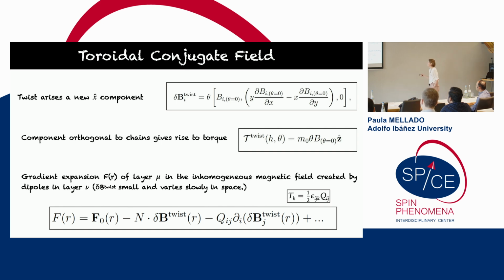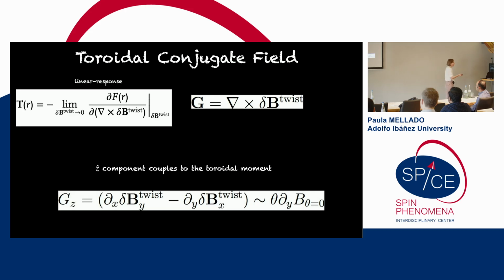And from that, one can essentially get the conjugate field to the toroidal moment in the system. So it is this field, which is conjugate to the toroidicity of the system and couples to the toroidal moment, and is actually responsible for twisting and creating these chiral textures in the system.